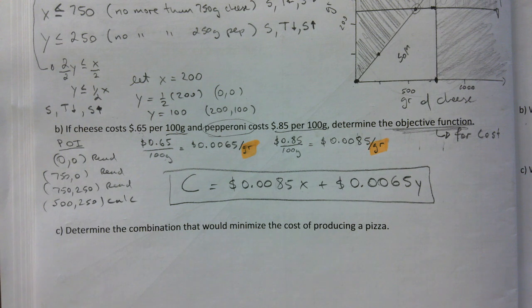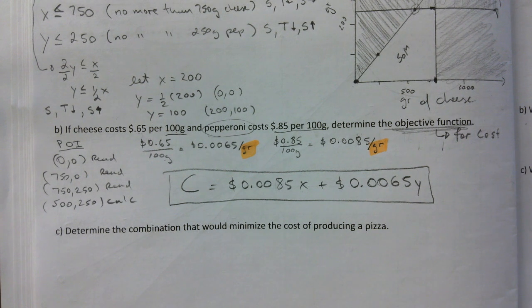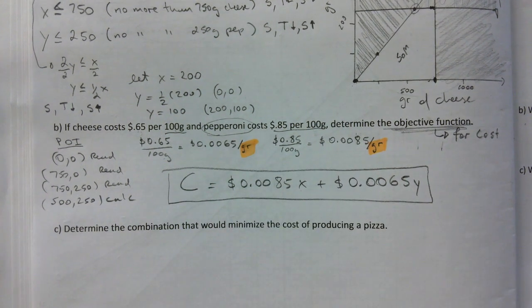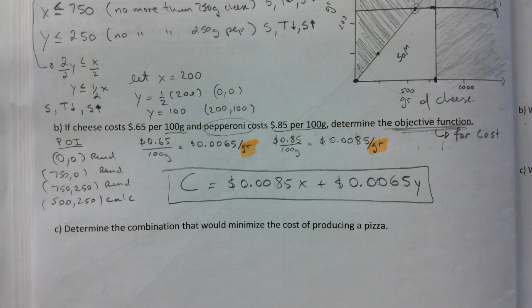Sometimes it's a separate statement. Sometimes it's in the main paragraph that you're given, these coefficients, right? So you just have to read and go by that. Determine the combination that would minimize the cost of producing a pizza. In my notes, I told myself to give you more space for the graph up there. I just see it now, but hey, next time.